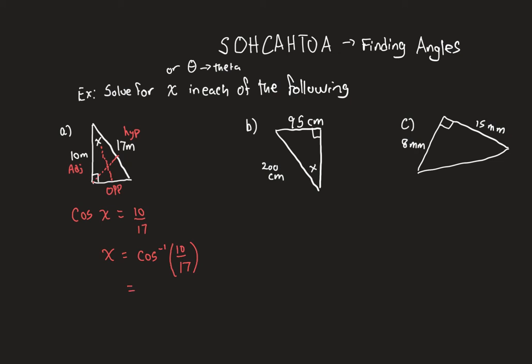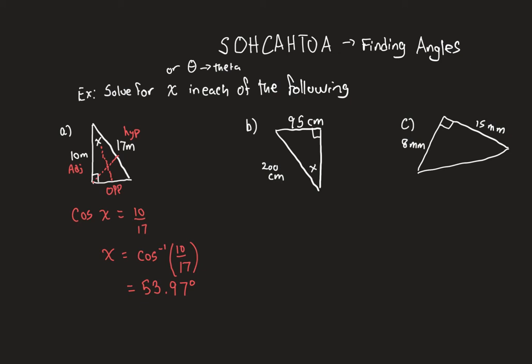Okay, please make sure your calculator is in degrees, not in radians. It should say a big D on the top, or DEG, rather than a big R or RAD. And if you type it in like that, so you do 10 divided by 17 in brackets, and then you do the inverse cosine of it, you should get, if you round it to 2 decimal points, 53.97 degrees. That's pretty much as simple as that.